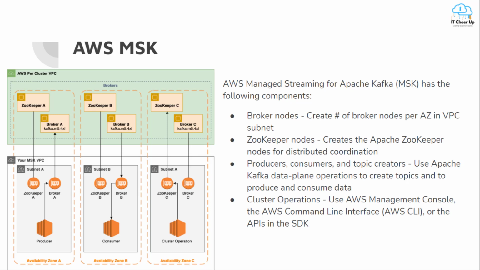MSK lets you use the Apache Kafka data plane operations to create topics, to produce, and to consume data. You can use the AWS Management Console, the AWS Command Line Interface CLI, or the APIs in the SDK to perform the control plane operations. For example, you can create or delete an AWS MSK cluster, list all the clusters in the account, view the properties of the cluster, and update the number and type of brokers in a cluster.